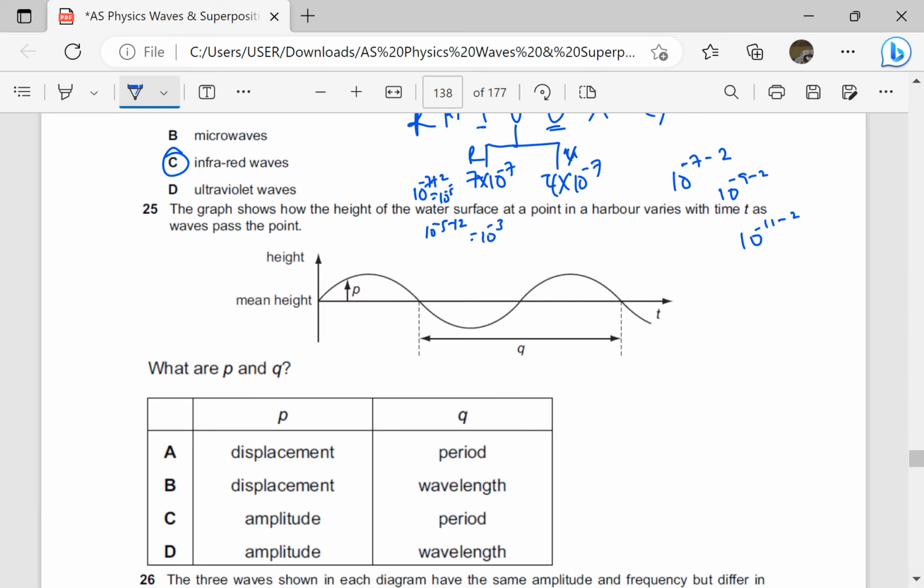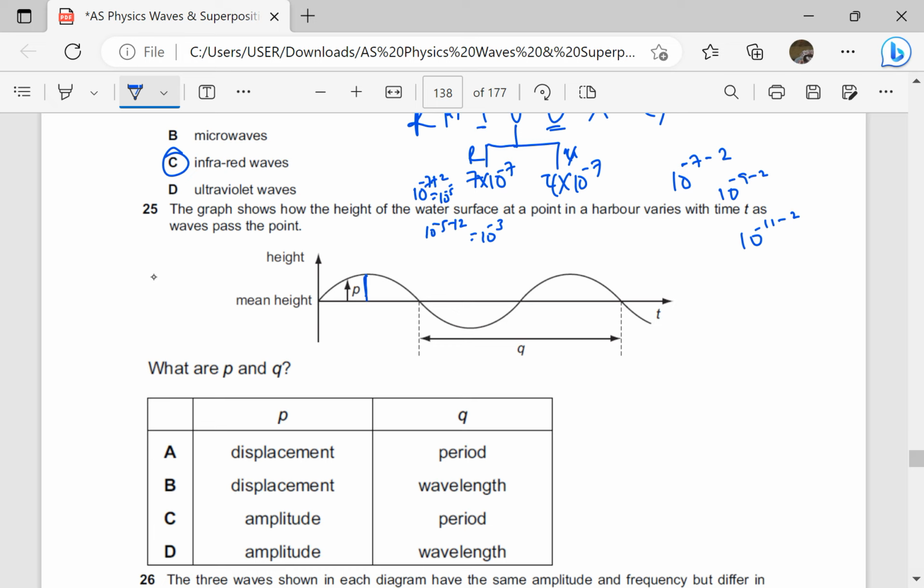The graph shows how the height of a water surface at a point in a harbor varies with time as the wave passes the point. What are P and Q? So of course we know P is just displacement, it is not amplitude. Amplitude would be here, maximum displacement. So it is just displacement.